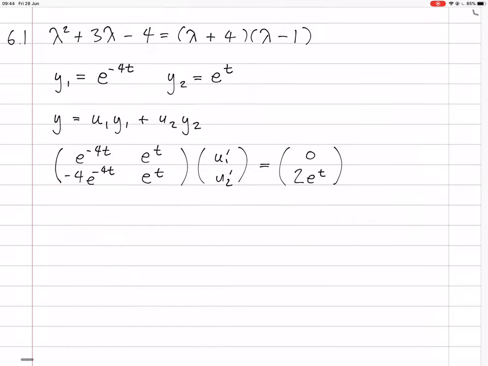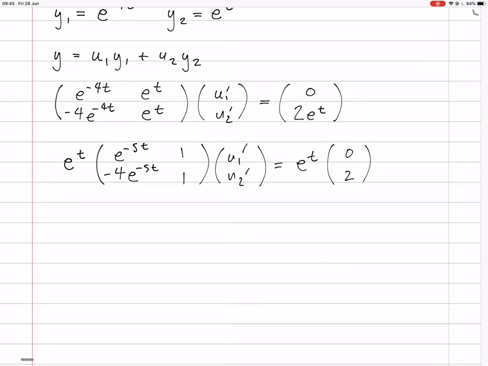So now we've got to solve this for u1', u2', and I think a good first step would be to factorize out e^t. I think that'll help. If I factorize out e^(-4t), then I'll have e^(6t) there. If I factorize out e^t, I will have e^(-5t), minus 4 e^(-5t), and 1, times u1', u2' equals, and I can factorize out e^t here too. Oh yeah, that's why it's good to factorize out e^t, because it's there. So we can actually ignore the e^t's now in solving this, because they would cancel out.